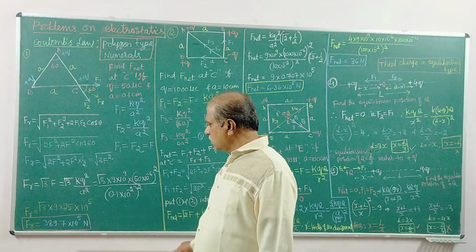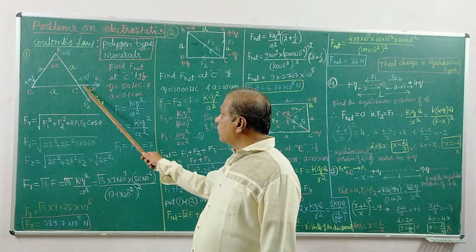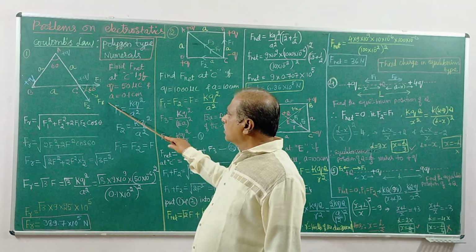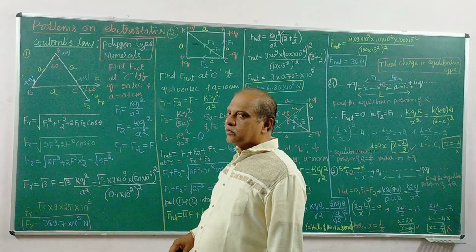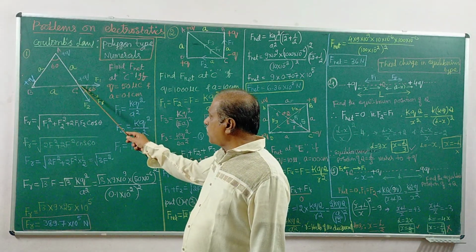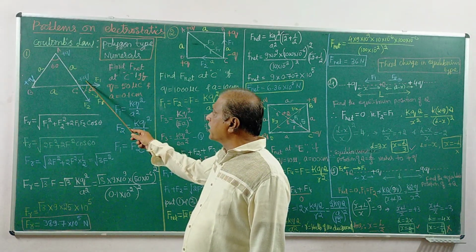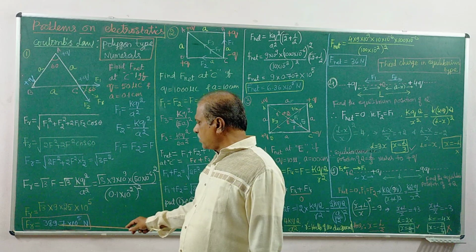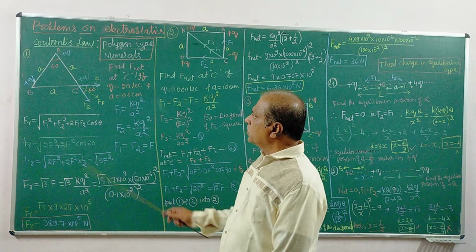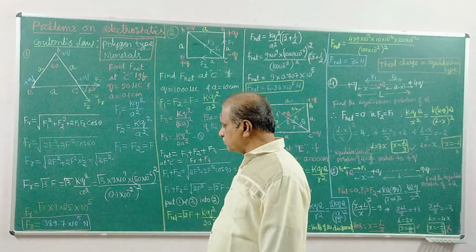What is this? This is the net force, that is Fr. What is Fr? That is the direction of the Fr. So what is the magnitude of Fr? The net force acting at this point where the charge is residing is 389.7 into 10 to the power of 5 Newton. So this is how you can solve this type of problem.